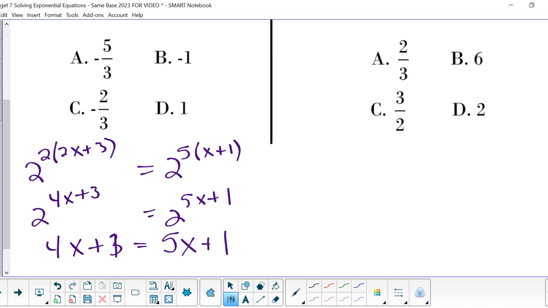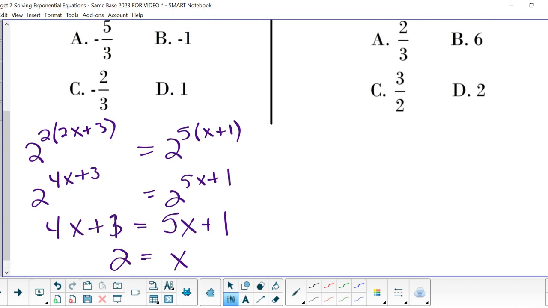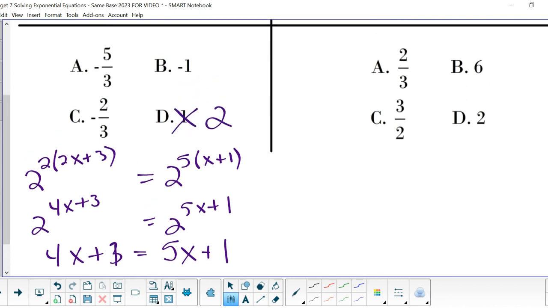Well, it's a good thing I did these with you because the answer doesn't appear to be there. So I subtract 4x, I get 1x. Subtract 1, I get 2. So, hey, good news is we did it together. Bad news is the answer is not there. So we're going to call it 2.